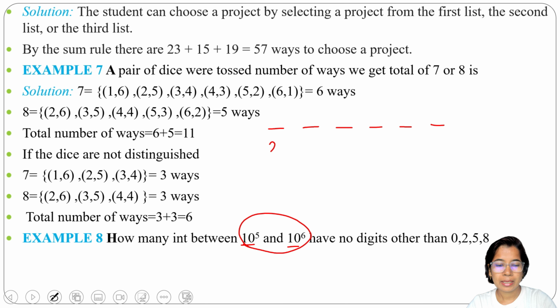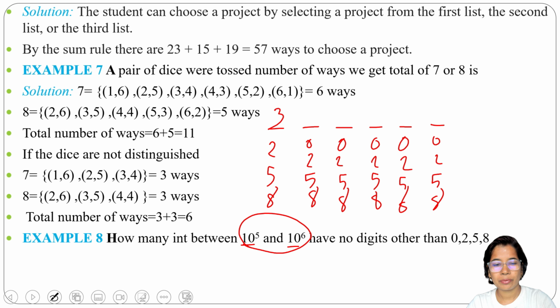So in the first place there can be 2, 5, 8. In the second place it can be 0, 2, 5, 8. In the third place it can be 0, 2, 5, 8, and so on. The first place we can choose in 3 ways. The second place we can choose in 4 ways. Third place 4 ways. Fourth place 4 ways. Fifth place 4 ways. Sixth place 4 ways.